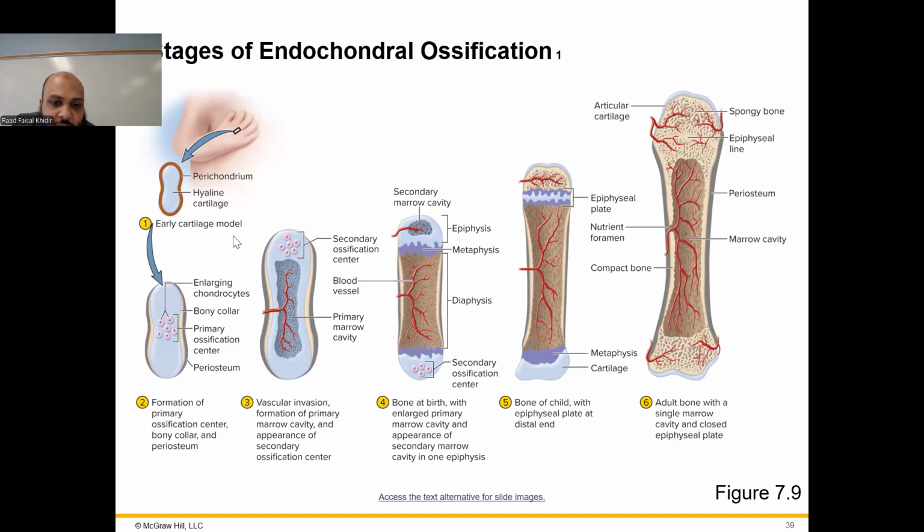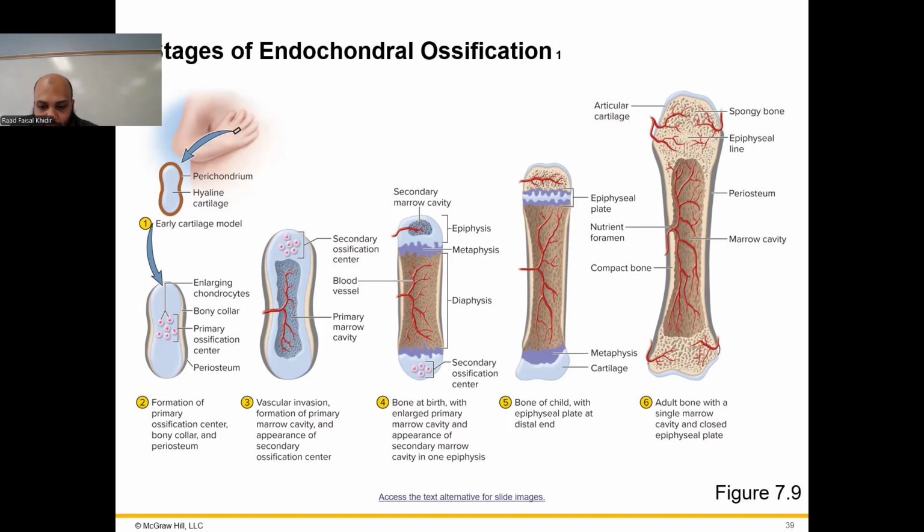There is an early cartilage model where the mesenchyme makes hyaline cartilage. What does hyaline mean? Glassy, glass shape. Then there is the formation of the primary ossification center, bony collar, and periosteum. And there's a vascular invasion where there's a formation of the primary marrow cavity and appearance of the secondary ossification center.